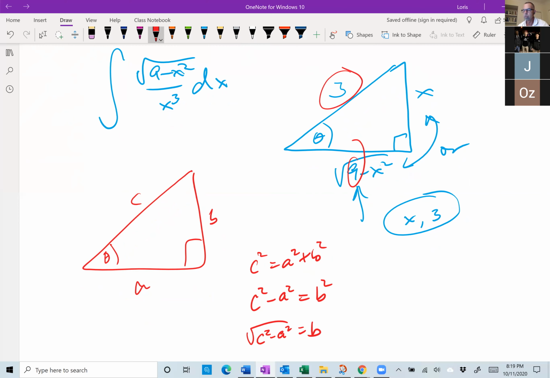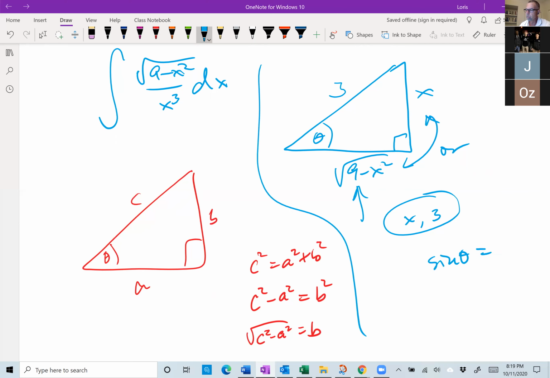Okay. So that's how you set that one up. And here, let's double check. Sine of theta is, looking at the blue, x over 3. So 3 sine theta is x. There we go. And you keep going.